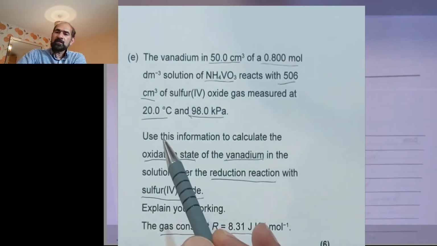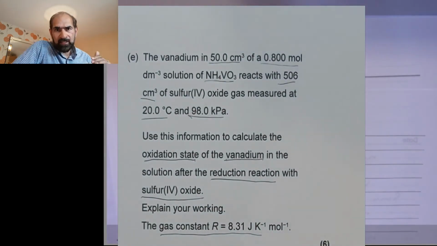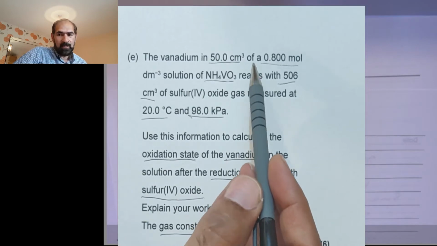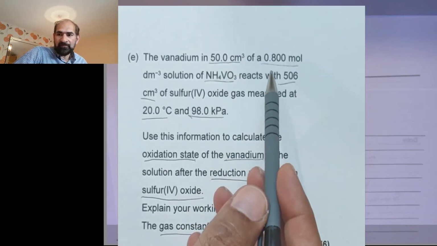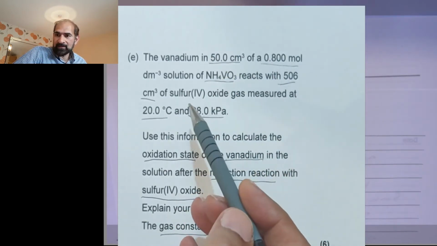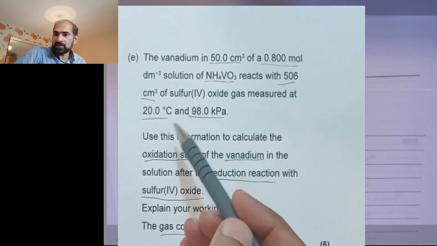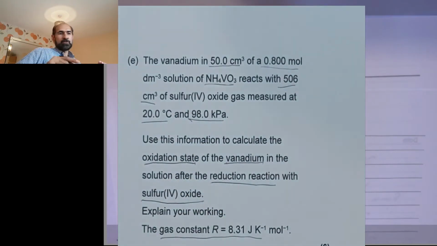The first thing, if I see this question, is I will do what I can from the data given. I can find moles of vanadium, CV over 1,000, and then I can find moles of sulfur 4 oxide using PV equals nRT. So let's do that.